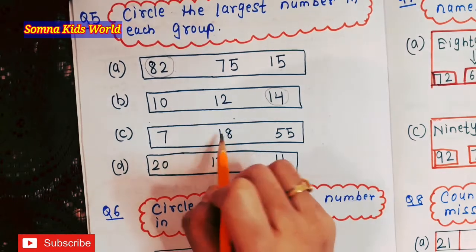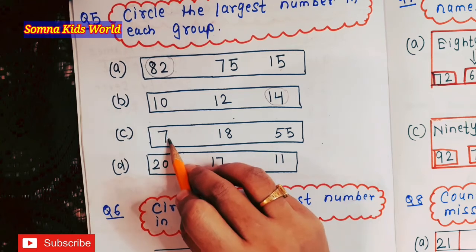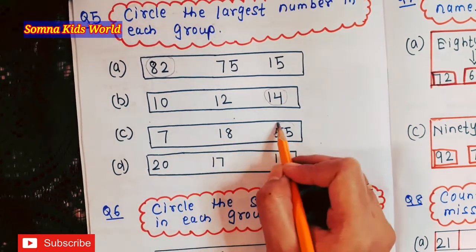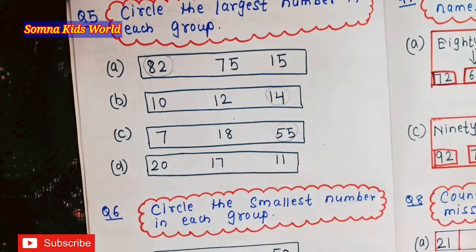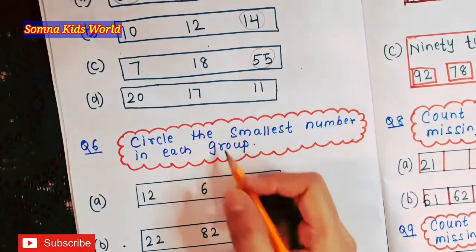7, 18, 55. You can say already this is a single digit, meaning the smaller one, and after that you can say 18. So 55 is the largest number. So like this they can solve and find out the largest number.